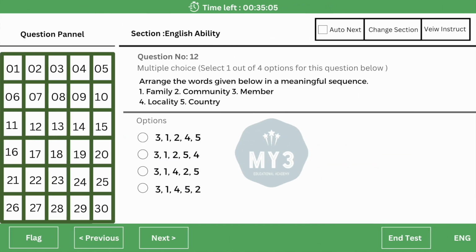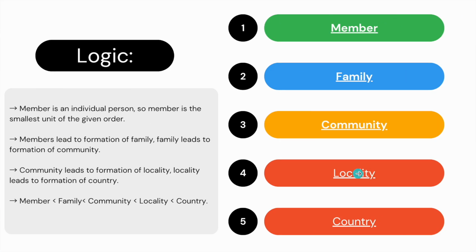Next, this is another type you can see in the English ability questions: arrange the given words in a meaningful sequence. They gave family, community, member, locality, country. What will be the logical order? First, member. All members together will be a family. All the families together will be a community, all the communities together will be a locality, and all the localities together will be a country. This is the logical sequence.